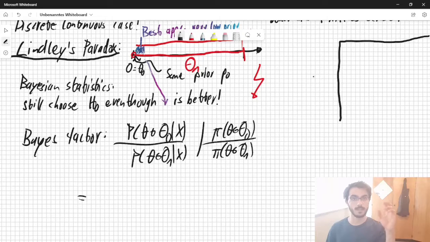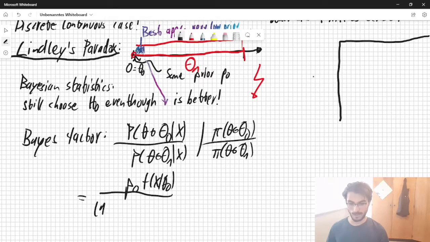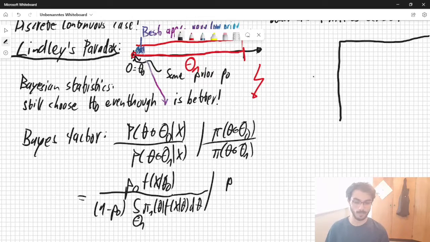Because we have these kind of simple hypotheses, this one is just rho 0 times f of x given theta 0 by Bayes theorem. This here is 1 minus rho 0 times this integral over theta 1. And the priors are just rho 0 divided by 1 minus rho 0. So what happens is, again, rho 0 factors out.